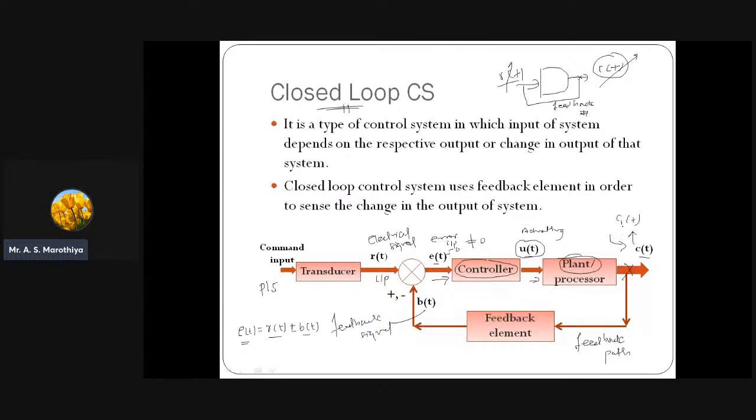That means instead of generating C1 of t, the actuating signal produced by the controller is such that it is going to generate C of t instead of C1 of t. And the moment we have C of t as output, again the error signal is going to be 0. So in this way, this closed loop mechanism is continuously working.